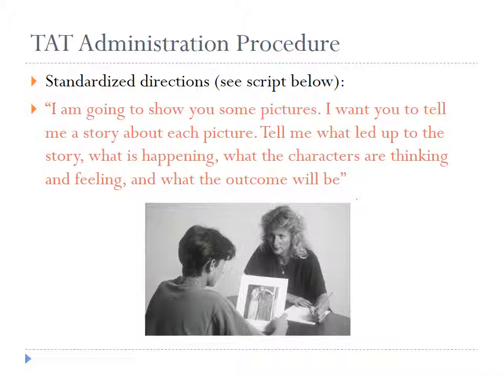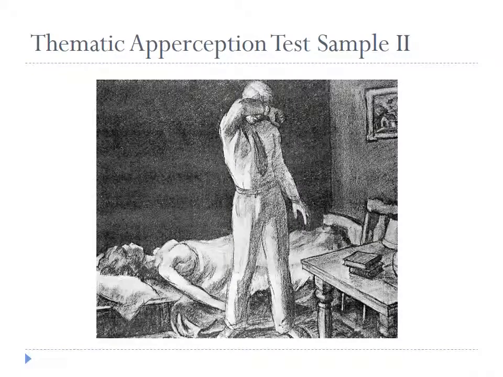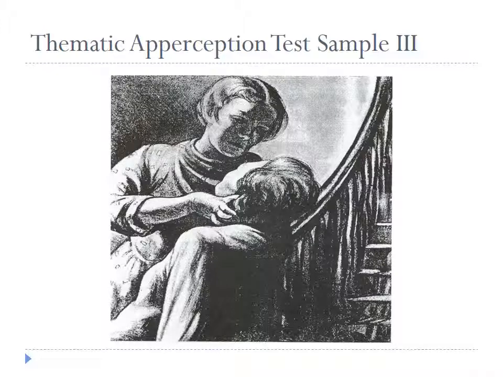So here are some examples of Thematic Apperception Test images. With each image, clients respond what it is that they think just happened, what's happening in the picture, what's going to happen next, and what the characters are thinking.